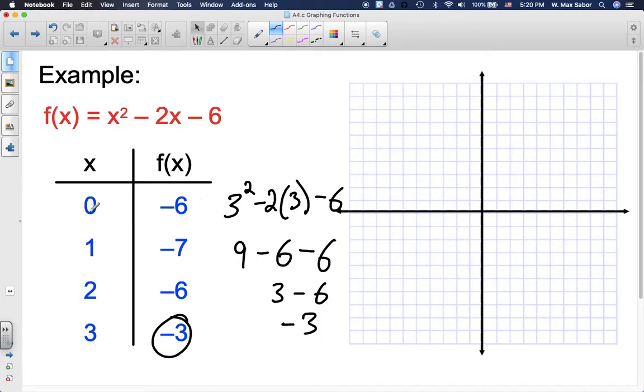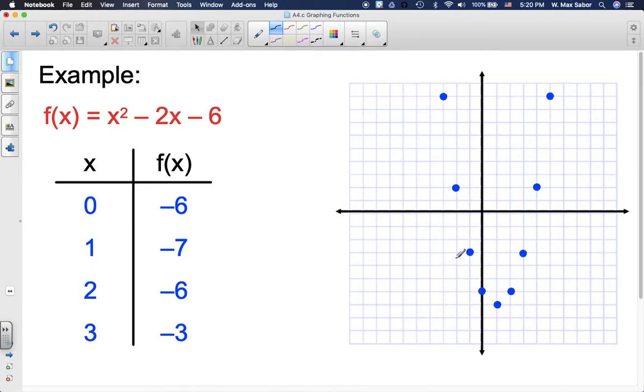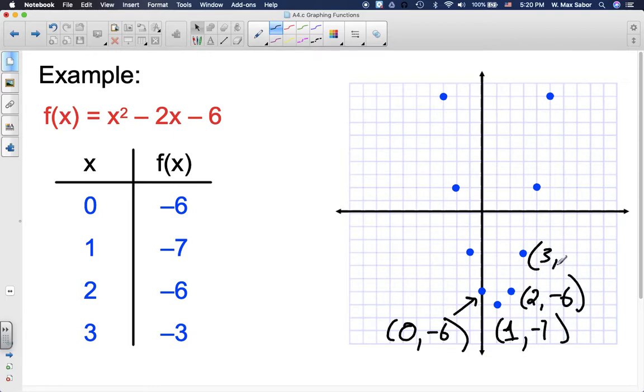Now we plot each of these points. So (0, negative 6) is here. Here's (1, negative 7). Here's (2, negative 6). Here's (3, negative 3). I've continued the table. I didn't write it out, but here's (4, 2). And I believe this point is (5, 9). So if you look at this pattern, you can connect those dots.